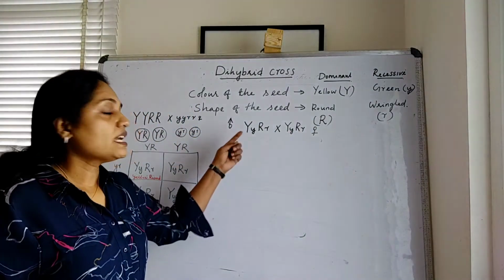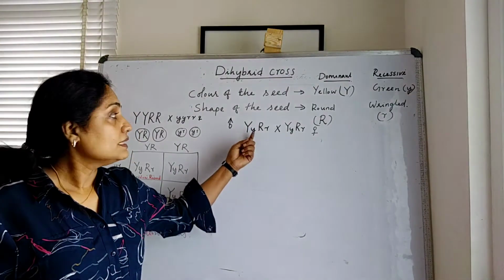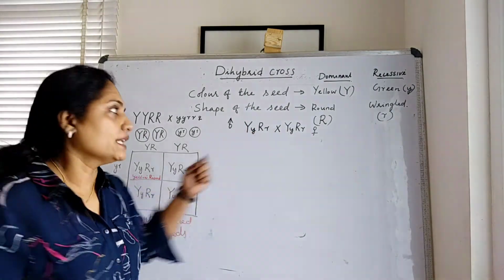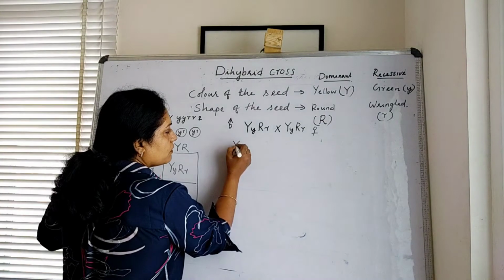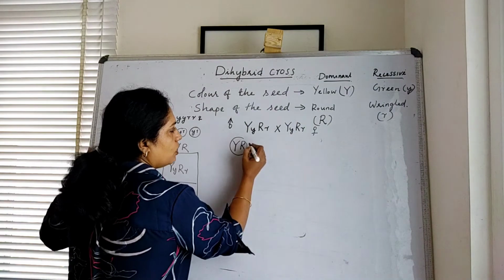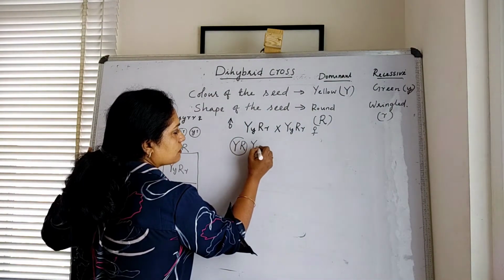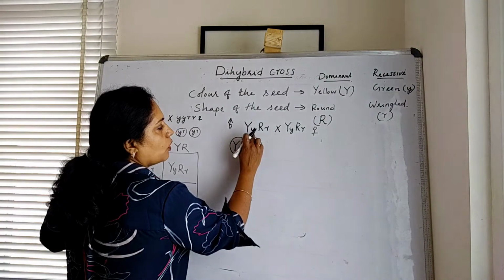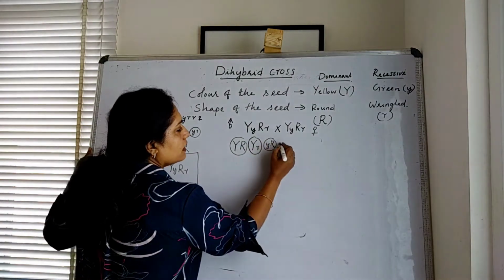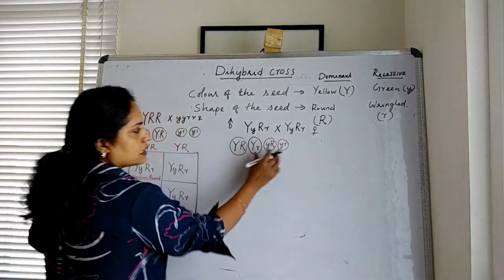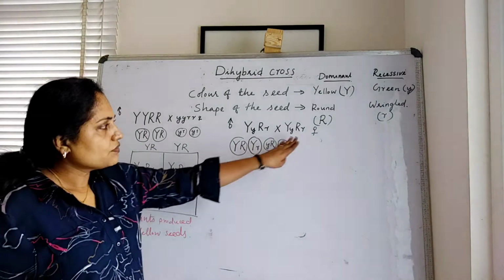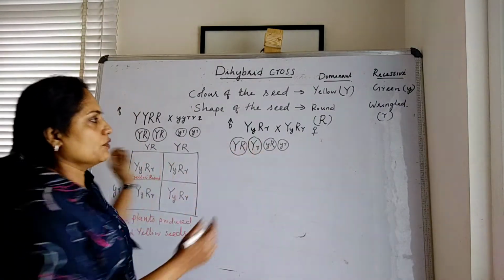Now let us see which gametes are produced by these parents, the parents selected from the F1 generation. The gametes were capital Y and capital R, capital Y and small r, small y and capital R, then small y and small r. These are the gametes produced by the male parent. In the same way, the female parent also produces the same types of gametes.